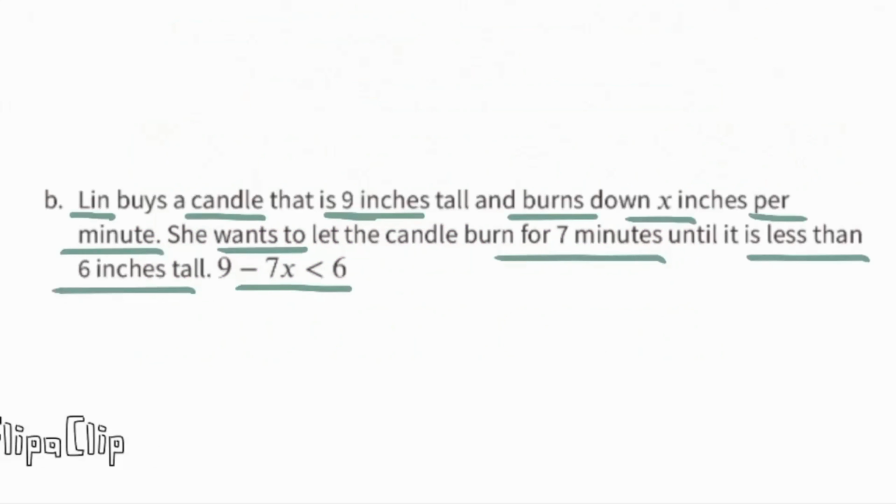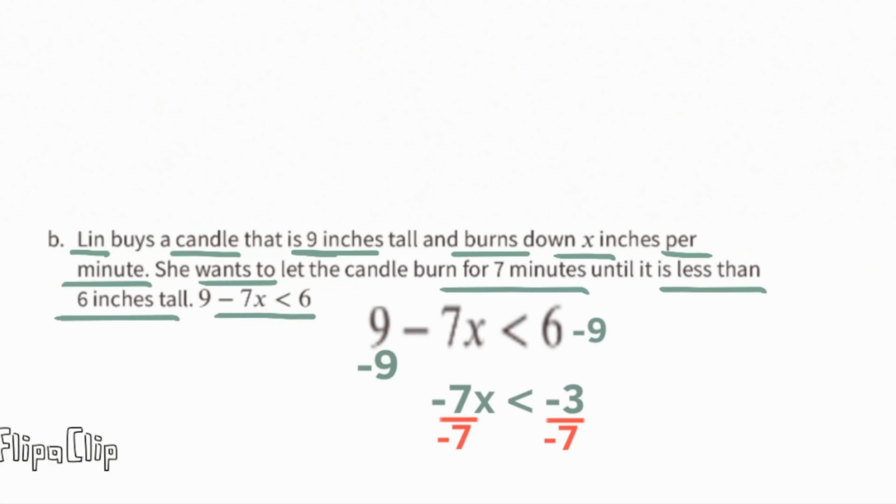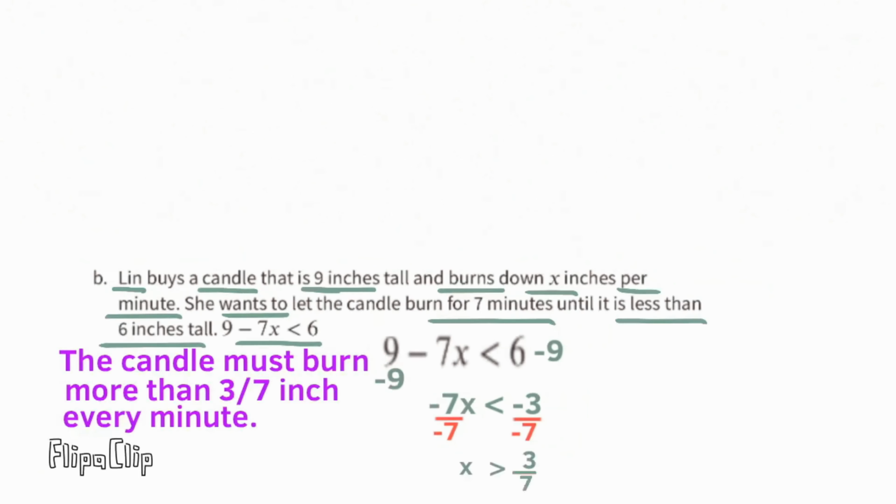5b. Lynn buys a candle that is 9 inches tall and burns down x inches per minute. She wants to let the candle burn for 7 minutes until it is less than 6 inches tall. The inequality they gave us is 9 minus 7x is less than 6. First we need to subtract 9 from both sides, then divide both sides by negative 7 and switch the inequality sign. The inequality now reads as x is greater than 3/7. This means that the candle needs to burn down more than 3/7 of an inch each minute.